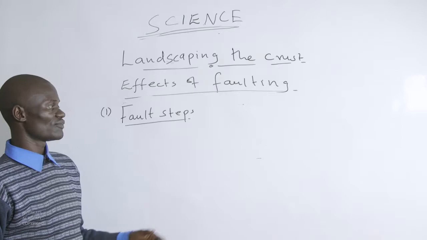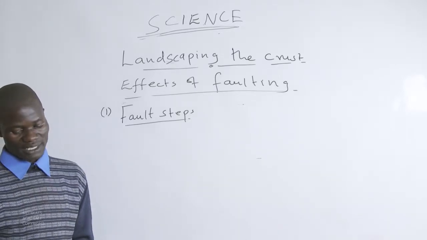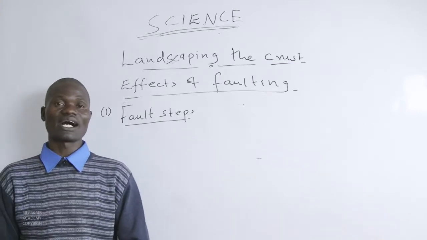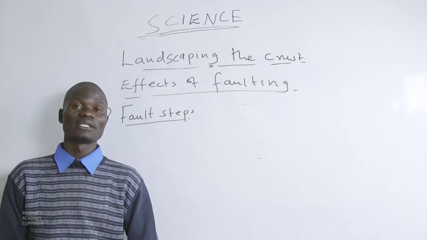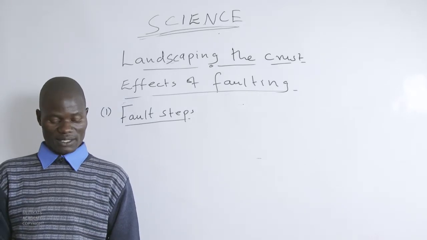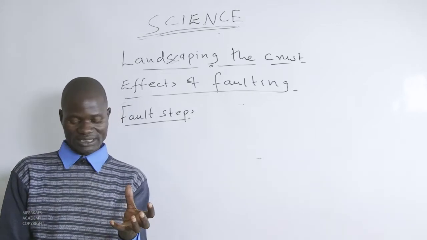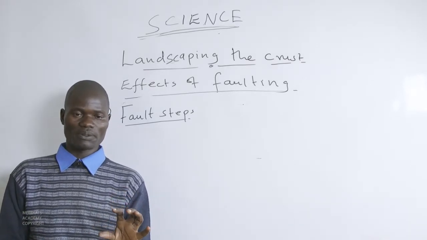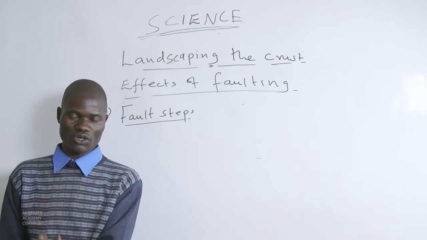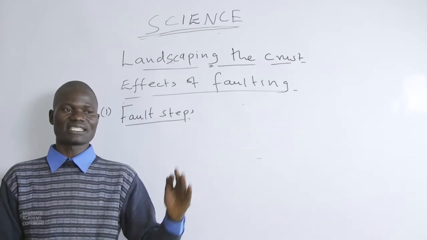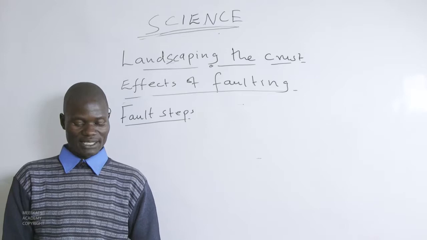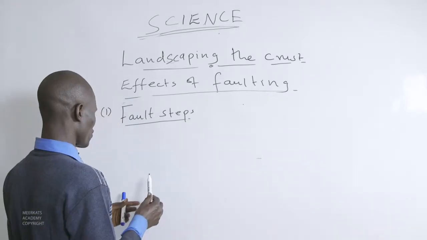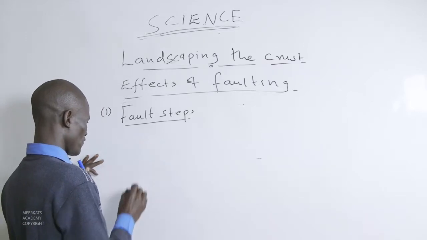Therefore, we refer to them as fault steps, and they are formed in an area where parallel lines have occurred, and they develop in the regions where a lot of faulting has occurred, leading to the formation of a landscape that produces a series of steps following each other in a periodic way, known as the fault scarp landscape. And I will use a diagram to demonstrate that very shortly.